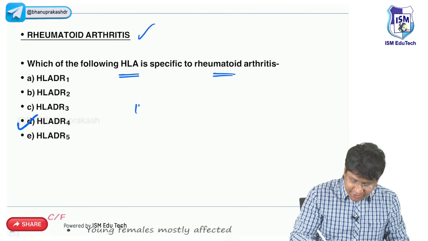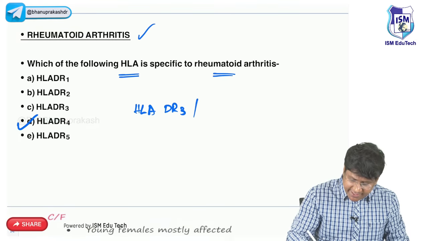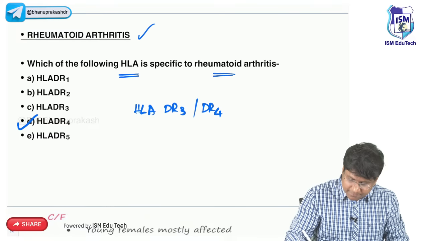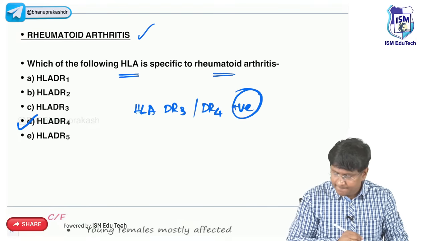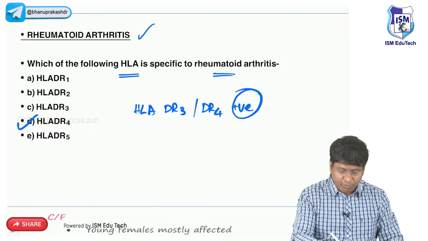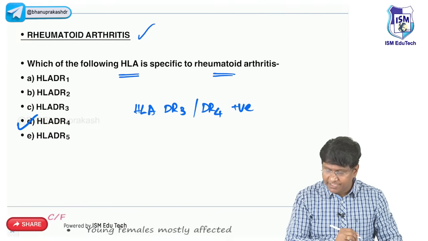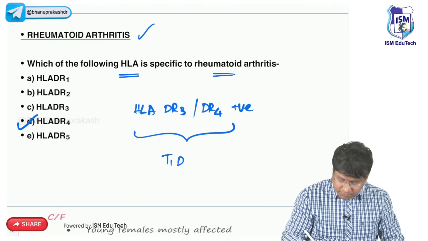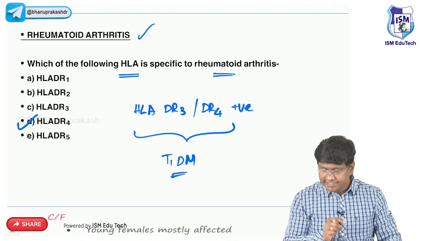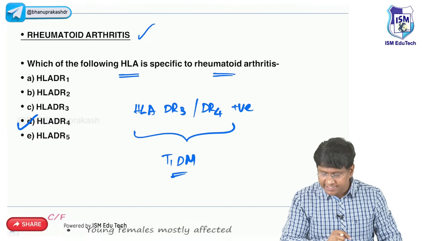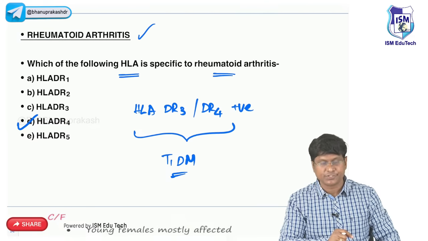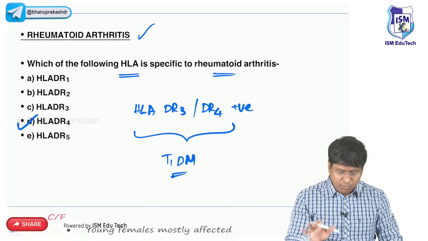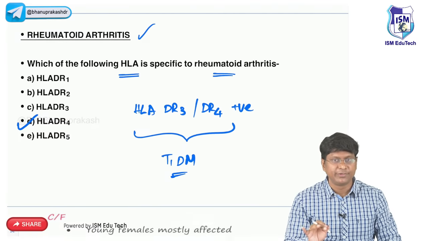What is the condition where you have HLA DR3 and DR4 positive? Any one of you? In which condition do you have both HLA DR3 as well as DR4 being positive? That is in type 1 diabetes mellitus. In type 1 diabetes mellitus, you have both HLA DR3 as well as DR4 being positive. Okay. Now, we move on to a detailed discussion of rheumatoid arthritis.